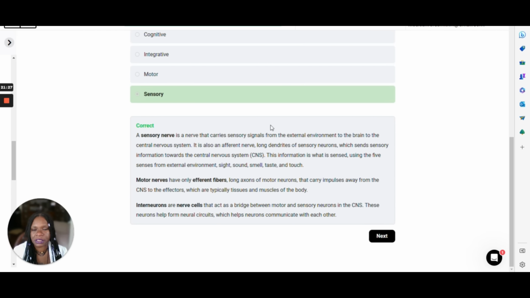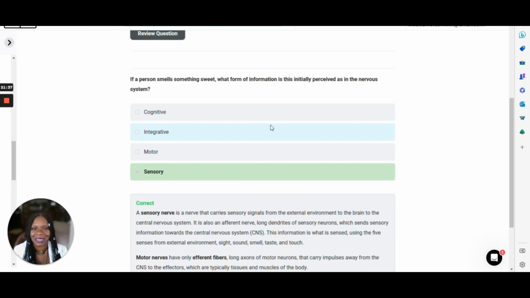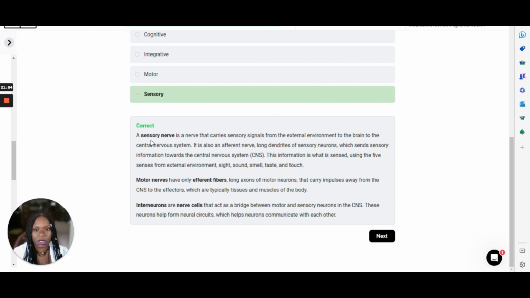These are going to be the first initial, when you first notice it, it's going to happen in your brain first. So automatically when you see the word, what's going to be the initially perceived part in the nervous system, which is strictly referring to the brain and the spinal cord, it's going to be sensory. A sensory nerve is a nerve that carries sensory signals from the external environment to the brain, to the central nervous system. It is also an afferent nerve, long dendrites of sensory neurons which send sensory information towards the central nervous system. It's sending information to the brain. This information is what is sensed using the 5 senses from the external environment, which are going to be sight, sound, taste, smell, and touch.